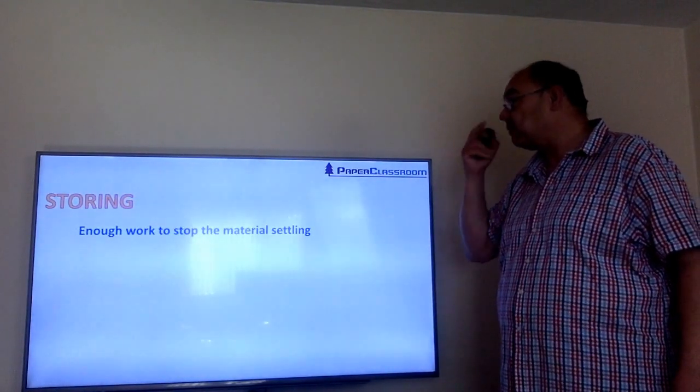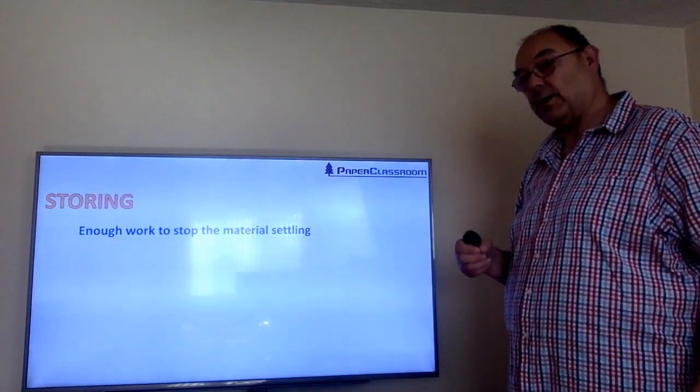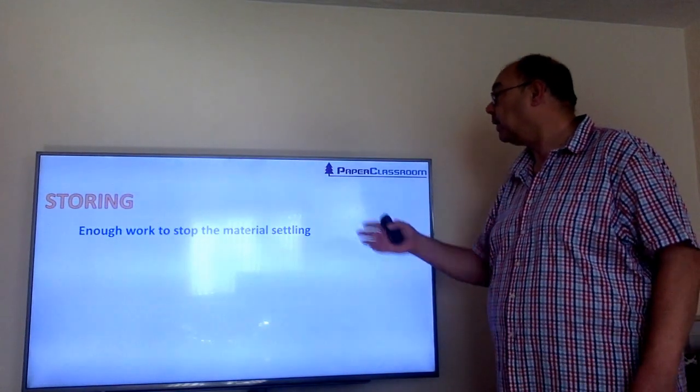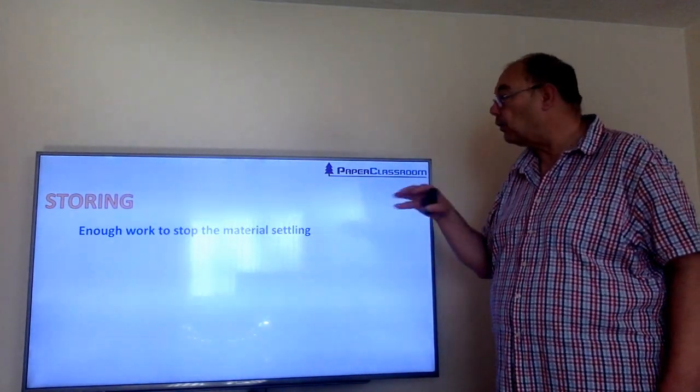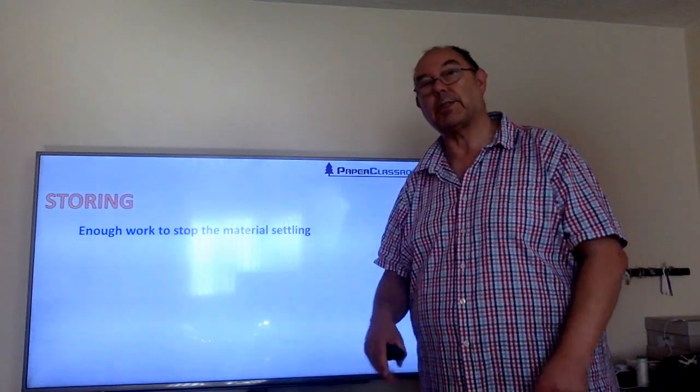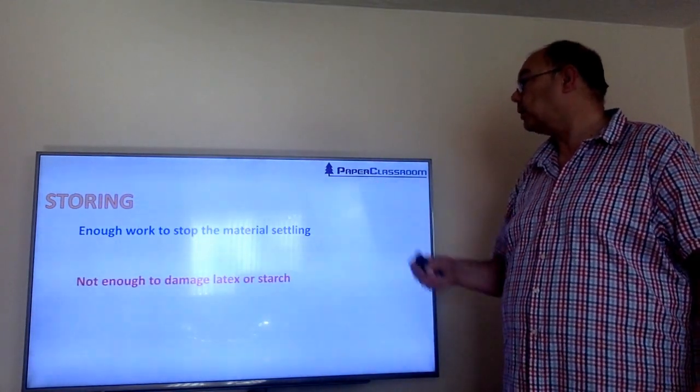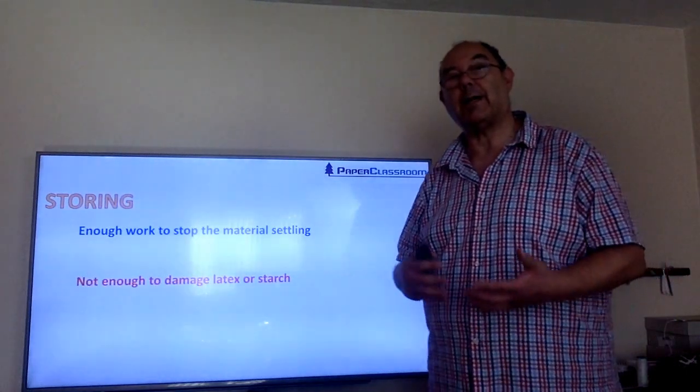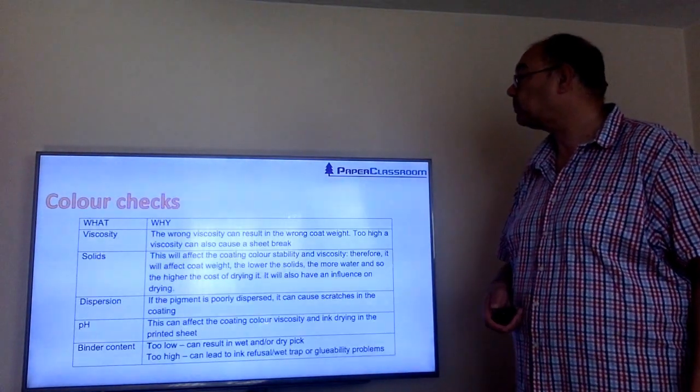When we're storing them, the most important thing is not to do too much work on it. You need to stir it, you need to do enough work to stop any of the materials settling out, but not enough to damage the starch or damage the latex.